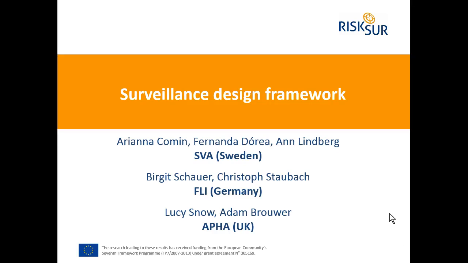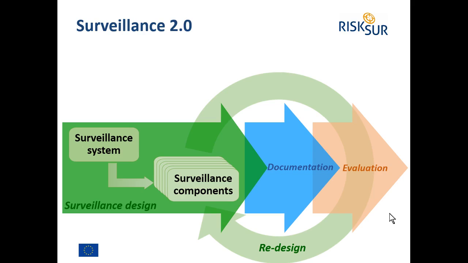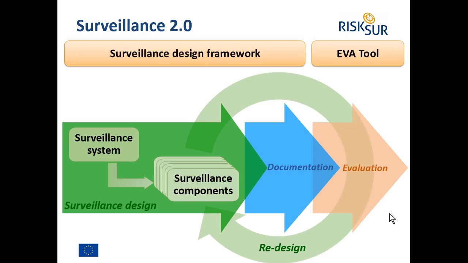The RISKSUR project was a project carried out between 2012 and 2015 and funded by the 7th Framework Programme of the European Union. The project aimed to provide those designing animal surveillance in Europe with science-based frameworks to guide them through the systematic process of surveillance design and evaluation. This video will focus specifically on the surveillance design framework.